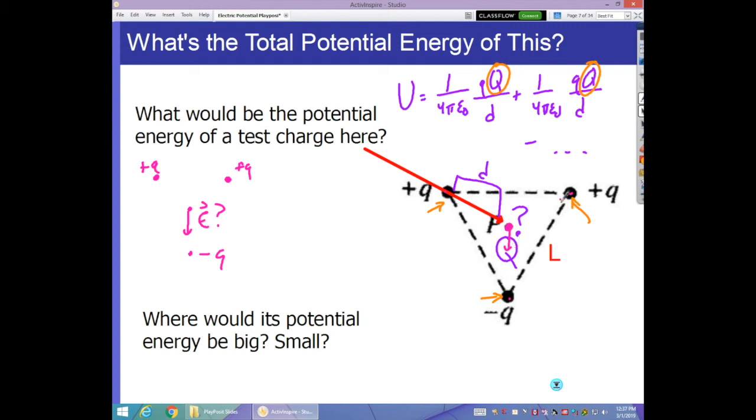If I moved it really close to one of my charges, its potential energy would probably go up because at this point I have to push it. I have to put in some work to get there, so it must have a higher potential energy.